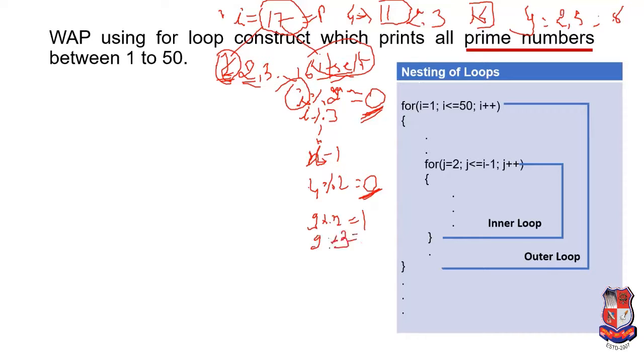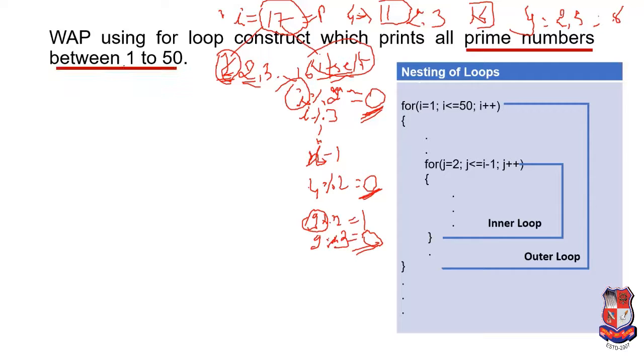Then in the next iteration the value is increased and it will be 9 modulo 3, so it will give us no remainder, so the remainder value is 0. In this case 9 is also not a prime number. But in the case of 17, if we take the modulo operation with 2 to 16, in each and every case it will not give us a 0 remainder, so we can say 17 is a prime number. Now we'll implement this concept.